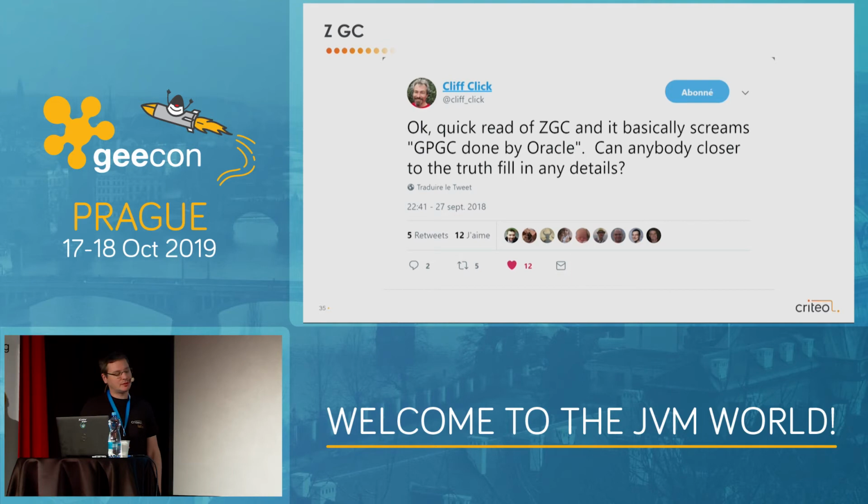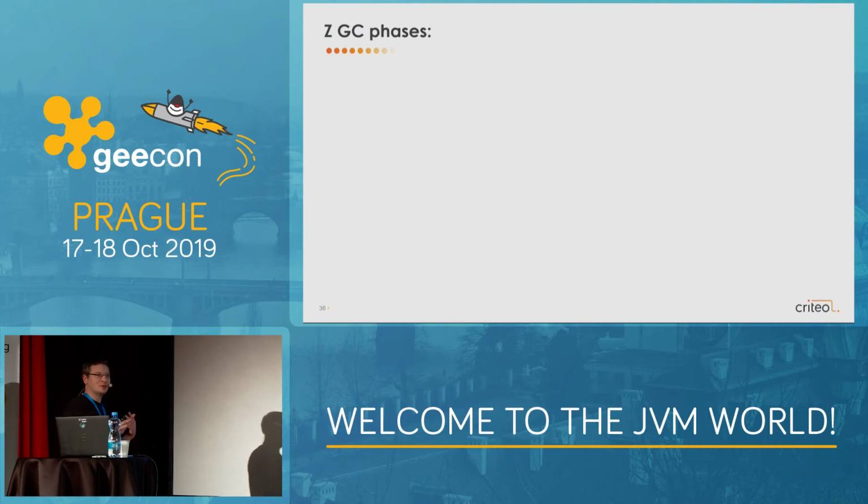Be very quick, because Cliff Click, the guy who was the architect of the JIT for HotSpot, was working for Azul for a couple of years, maybe a decade. So he knows a lot about C4, and GPGC is the other name for C4, and he said, okay, basically it's the same algorithm as Azul's, but done by Oracle, and that's true. So everything you understood about C4 is basically the same for ZGC.